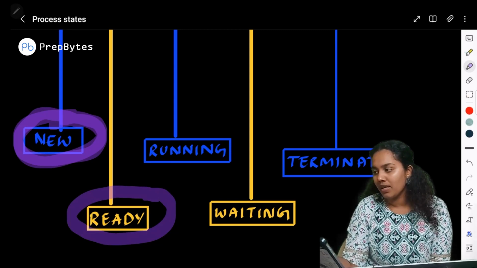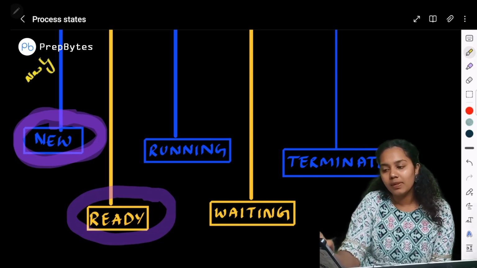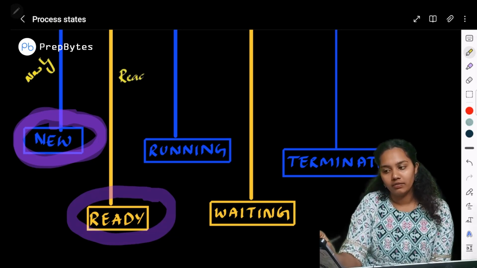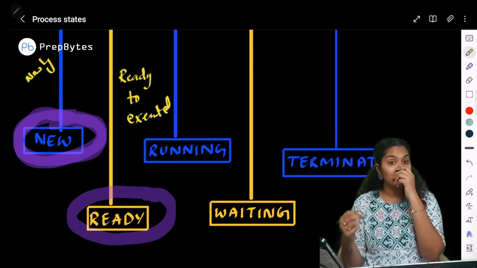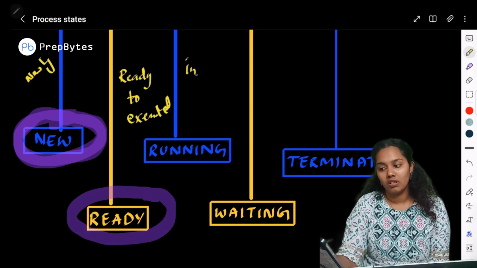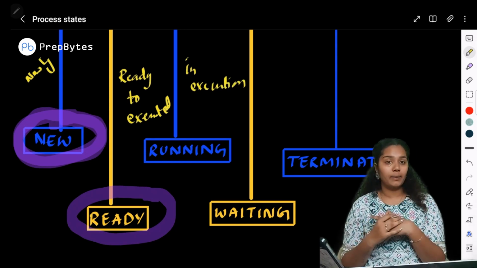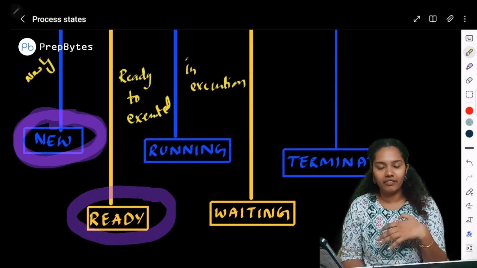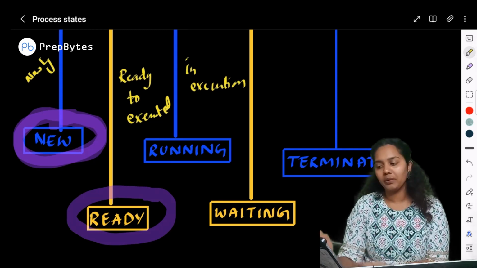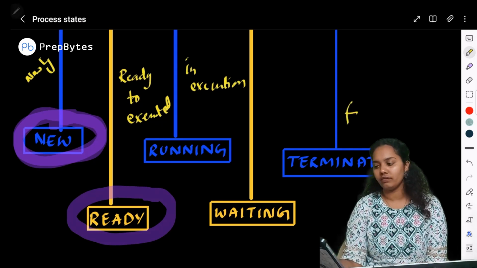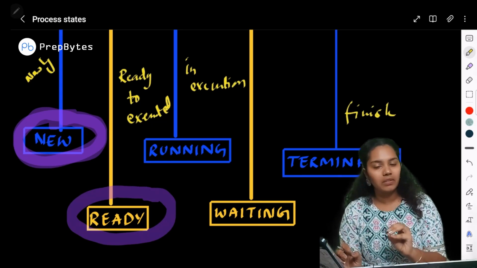So, one was newly created, and the other was ready to be executed. The third one is running, which is in execution. The fourth one is waiting. We'll understand how this happens. Waiting means waiting for something to happen, and terminated means finishing. These are the states we generally name, which are important.